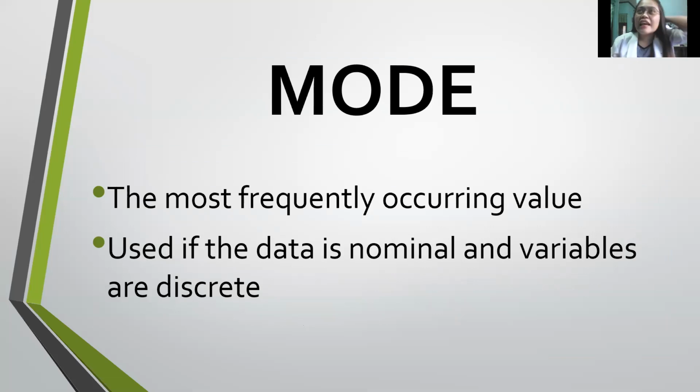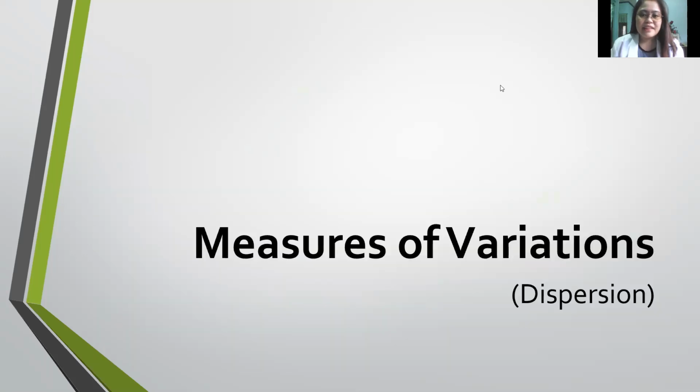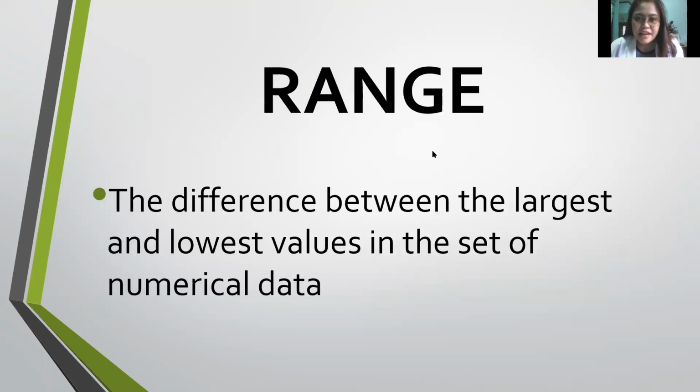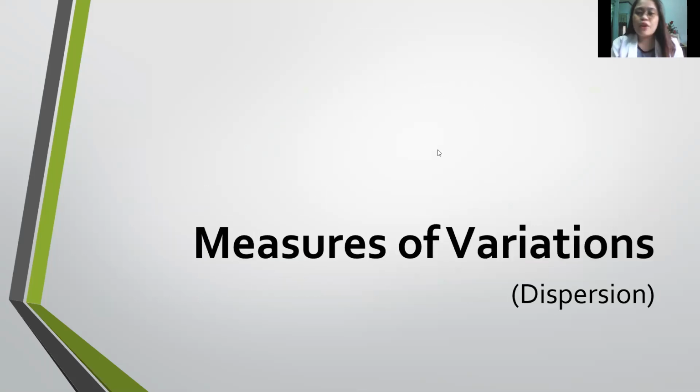So most likely, mas dali ni siya i-identify if you have made a frequency distribution table, okay? Kasi you will see there which among the scores ang frequently occurring or frequently repeated. So we are done with that. Now we are in the measures of variation. So ang lesson for this afternoon is measures of variations or dispersion.